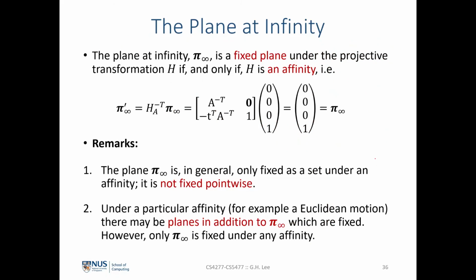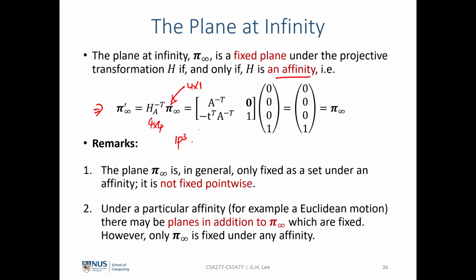Now, the plane at infinity is a fixed plane under projective transformation H if and only if H is an affinity matrix or affinity transformation matrix. And here is a simple proof to show this. We have the plane at infinity, and this is going to be pre-multiplied by H_A inverse transpose. This is now a 4 by 4 transformation matrix, and this is going to be a 4 by 1 homogeneous coordinate representation of the plane in the P3 space.